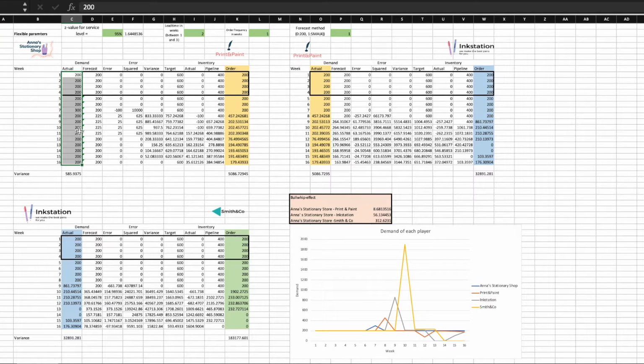She sees that in week 7 there is a demand increase of 100 orders. Thus, she calculates the variance for each week by dividing the sum of the previous 4 squared errors by 3. The bullwhip effect is then calculated by dividing the variance of Print and Paint through the variance of the stationery shop. This is repeated for the other actors in the supply chain.